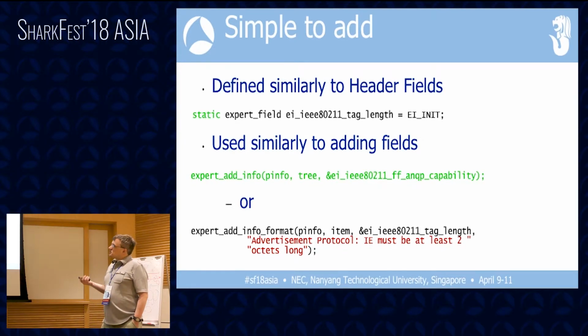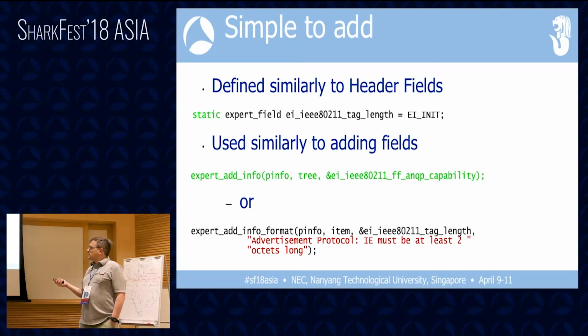So what is actually an expert info? Well, an expert info is nothing else than a normal header field. It's the same thing we use for the HF fields. So it's just called a little bit different, with EI. And you can add an expert info exactly the same way you can add a header field. It gets added at the current position, so it lies exactly underneath where you want it to be added, underneath that tree item or underneath a specific item.